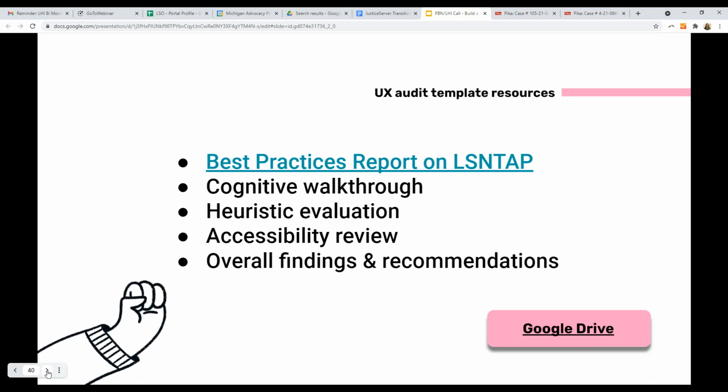But we have the UX audit template that we did for the 14 resources. And it's available to look at. So if you're interested in either hiring someone to do an audit of your site or maybe trying to do it yourself, there are three parts to this UX audit that we've highlighted, which you can see in the template itself. But the first is called a cognitive walkthrough, and that's where you actually walk through your resource from the perspective of a user who's trying to accomplish a goal.